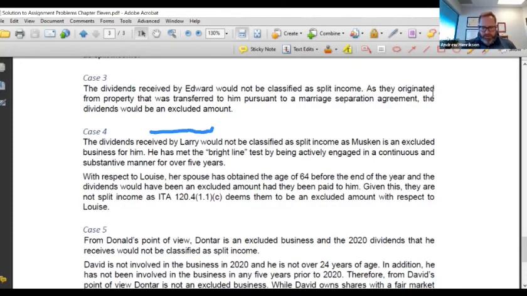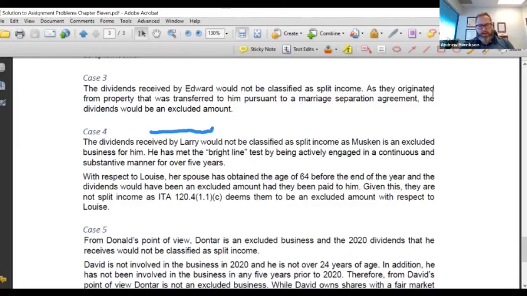So from 2007, when Muskin started operations, until 2019, Larry worked full-time in the business. So 2007 up to 2019, he's full-time. In 2019, Larry retired and turned operation of the business over to a salaried manager. So an employee took over. Louise was never involved in the business, so she's not getting any exceptions based on working in the business. We've got to look for it somewhere else.